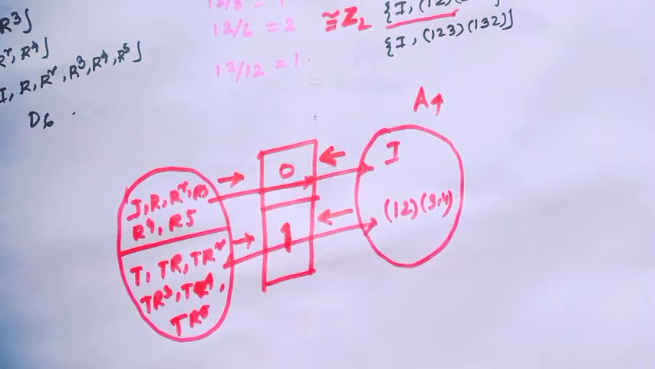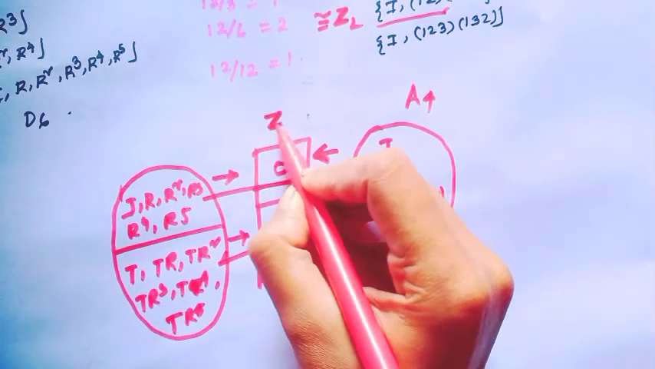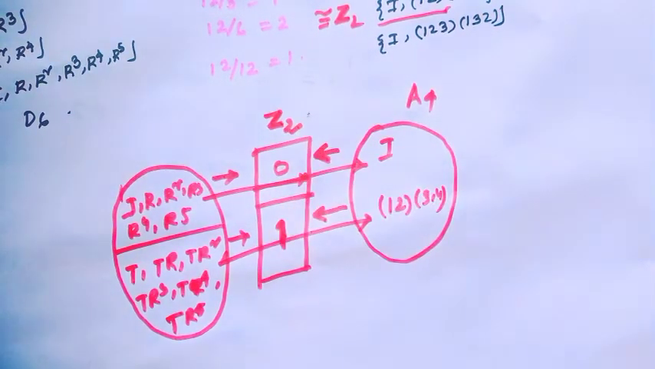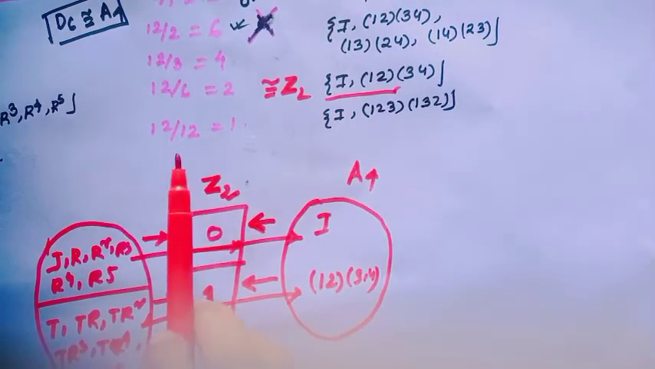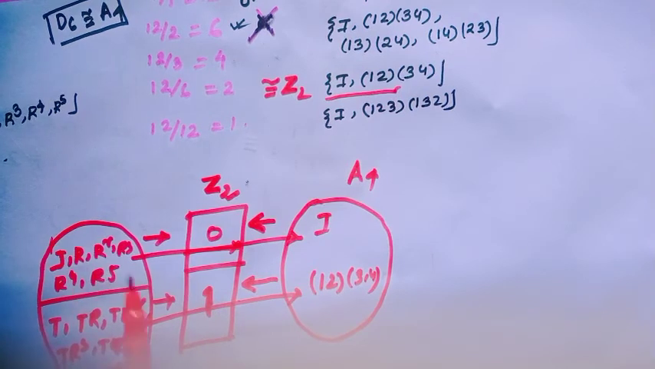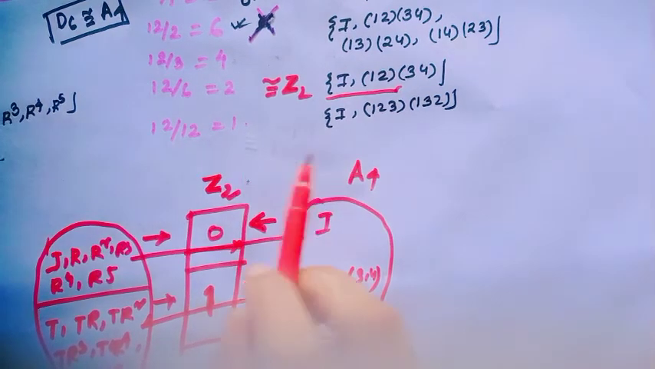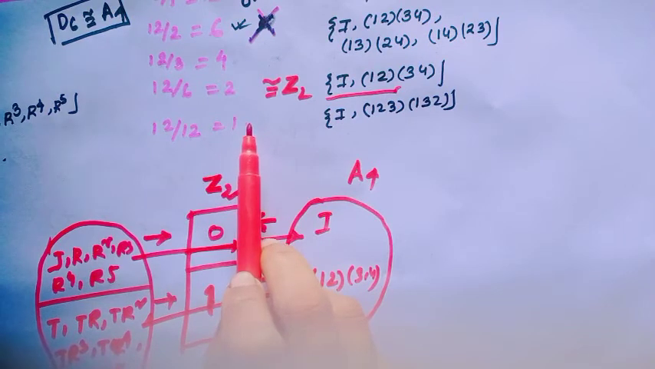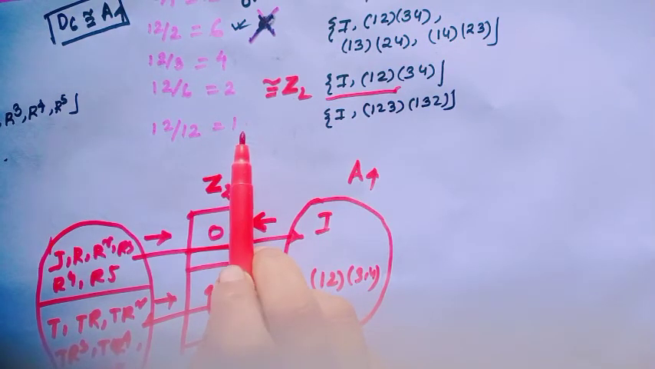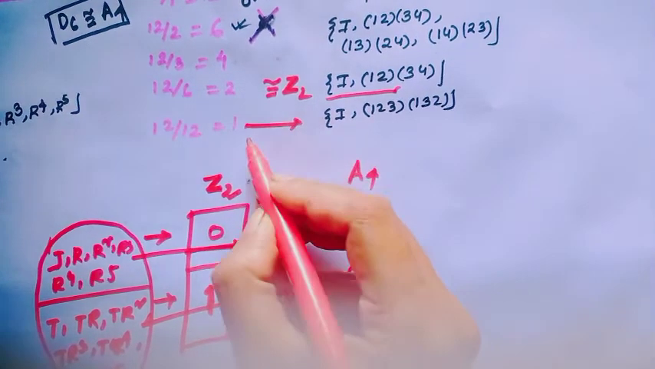Okay, that means both groups are isomorphic to Z2. Okay, so we can get a homomorphism when these elements would be the kernel. Okay, and this is when the order of the factor group is 1. This is always the trivial homomorphism.